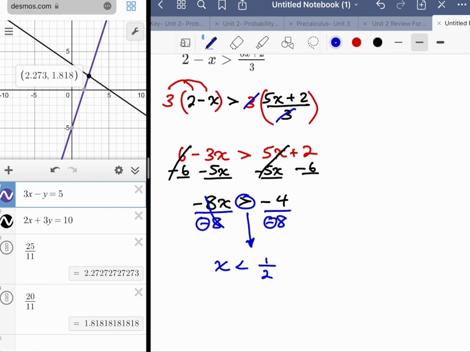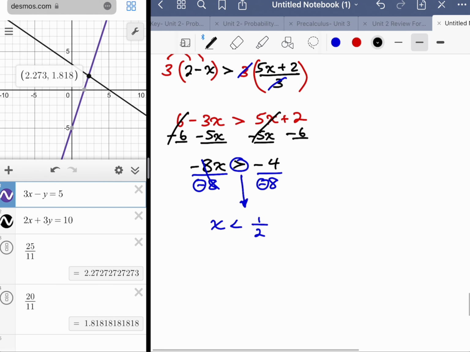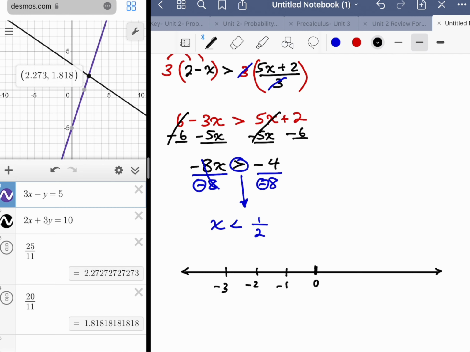But they said to put this in interval notation. So if I just did a quick sketch of a number line, put 0 in the middle, scale it out, 1, 2, 3. Here's negative infinity. 1, 2, 3. Here's positive infinity. 1/2 would be about right here. I'd put an open circle above the 1/2 and then shade to the left.